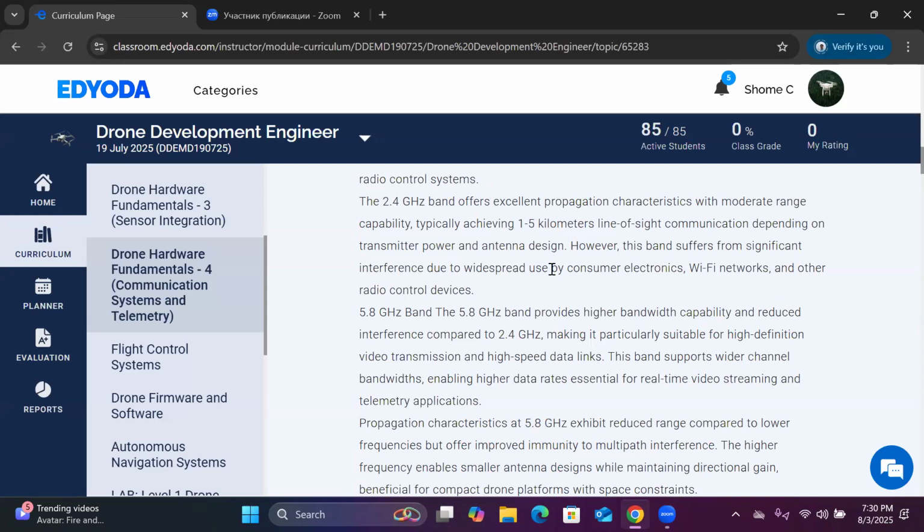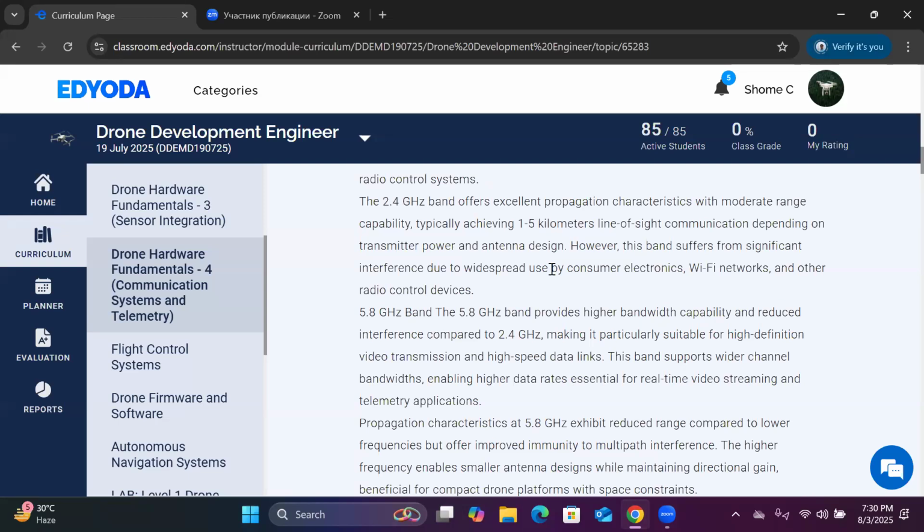Now 5.8 gigahertz band, the significance is it will have the higher bandwidth capability, and it will have the impact of reduced interference compared to 2.4 gigahertz, because 2.4 gigahertz is very much prevalent. So there you can have all the adjacent channels running at 2.4 gigahertz, which will have the impact of the co-channel interference much more. But for 5.8 gigahertz, this co-channel interference is optimized right from the beginning. So this 5.8 gigahertz band is particularly suitable for high definition video transmission and high speed data links. So the reliability is much more.